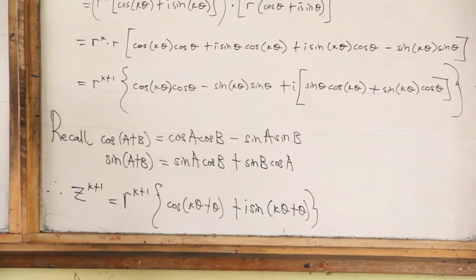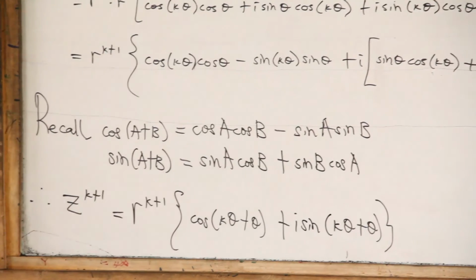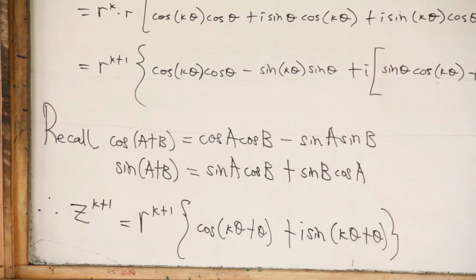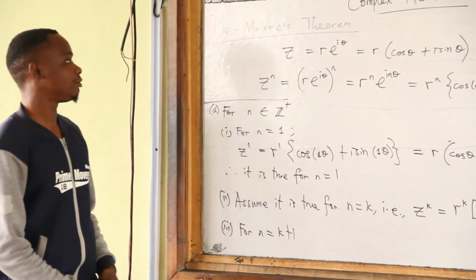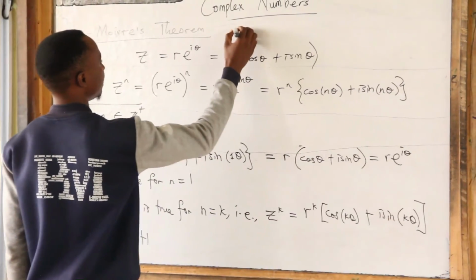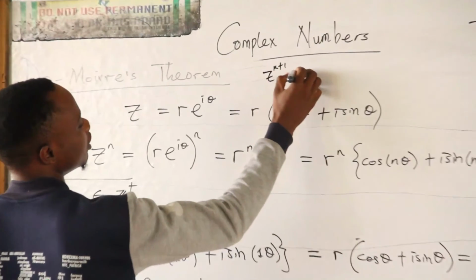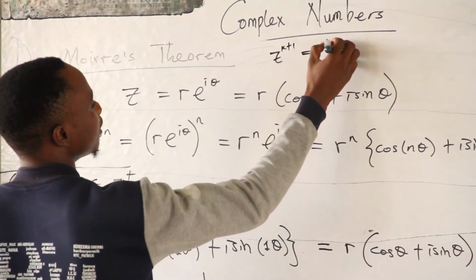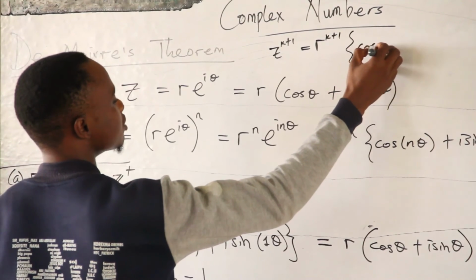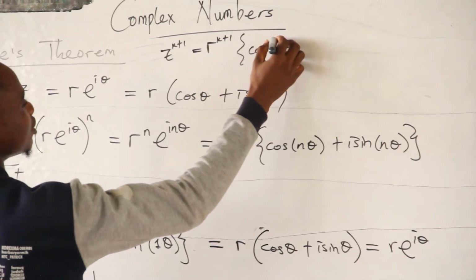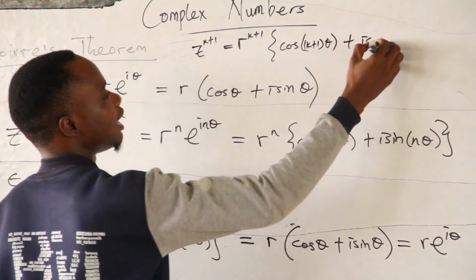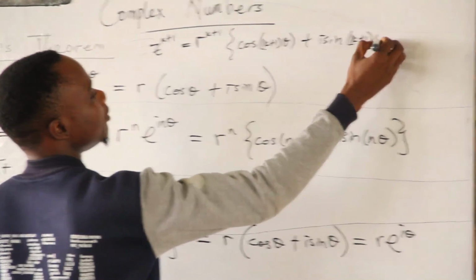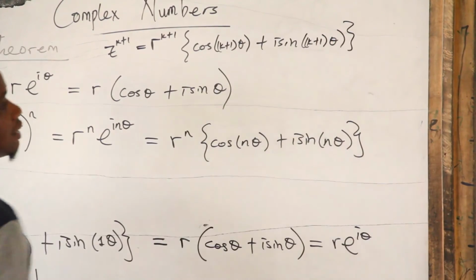So at the end of the day, I can put this result together. Don't forget, I have a destination in mind. Listen please. I want to show that this statement is true for n equal to k plus 1. And if it is true for n equal to k plus 1, then I should have z raised to the power k plus 1 equal to r raised to the power k plus 1 into cos of k plus 1 multiplied by theta, plus i sine of k plus 1 multiplying theta. Is it making sense? Alright, so that is my destination.